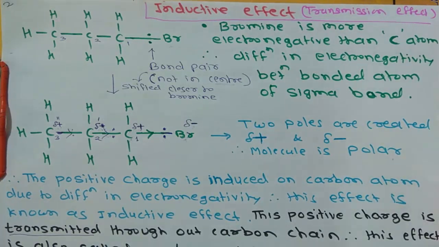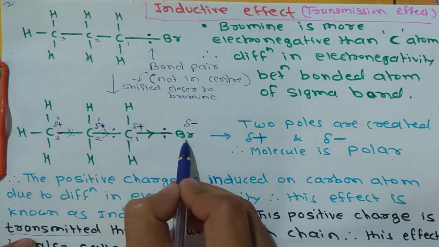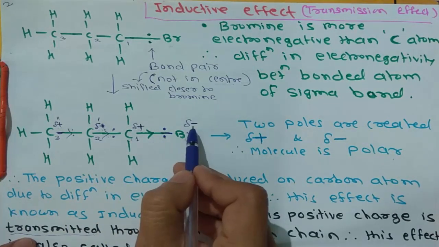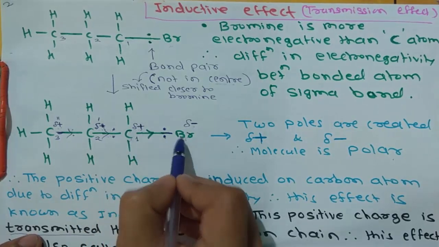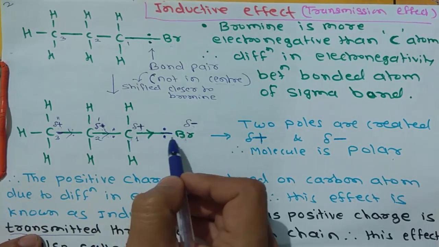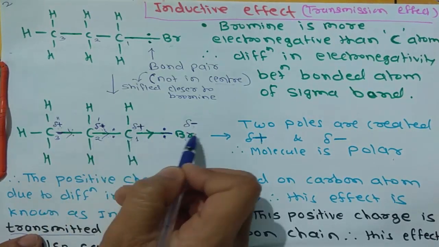Transmission effect. Here I am repeating once again. Due to the difference in electronegativity between the two bonded atoms, the shared pair of electrons is shifted more closer towards the bromine atom. That's why this carbon atom acquires the positive charge. Here the bromine not only attracts the shared pair of electrons towards itself, but it also attracts the electrons of this sigma bond towards itself.